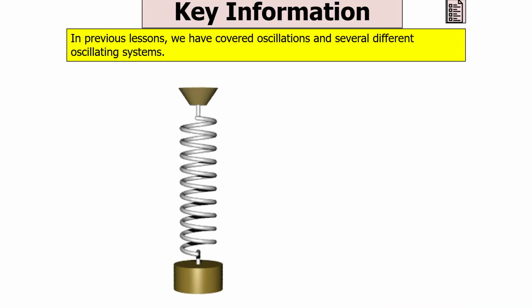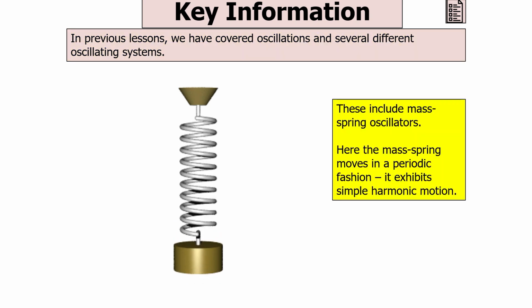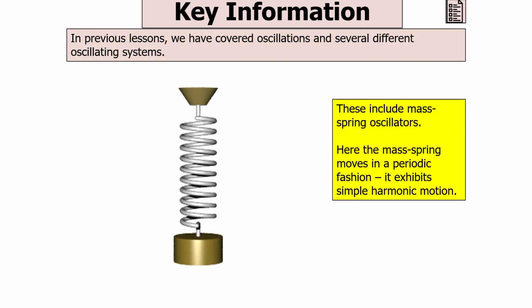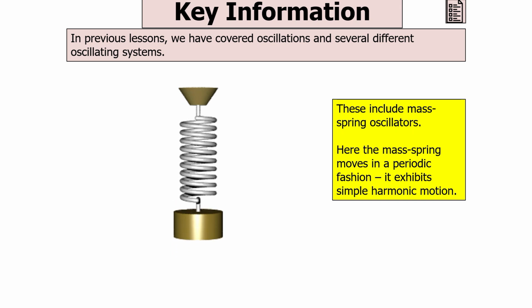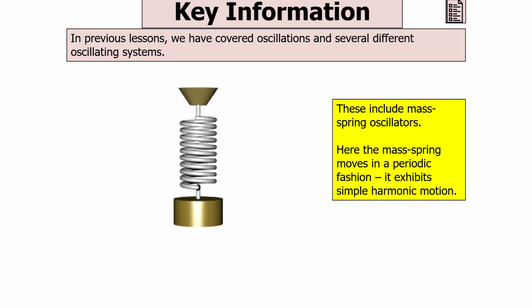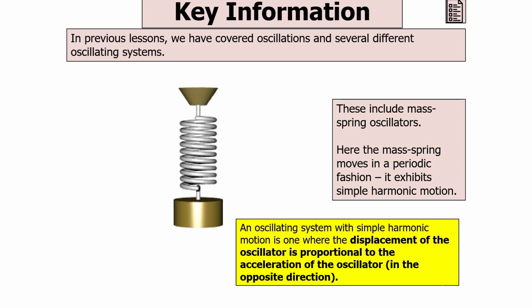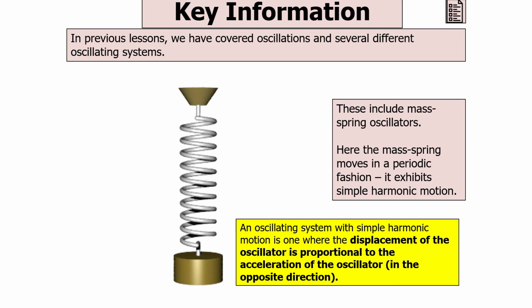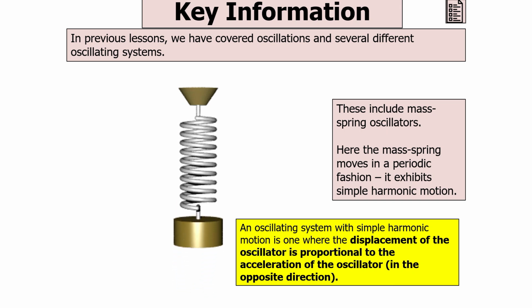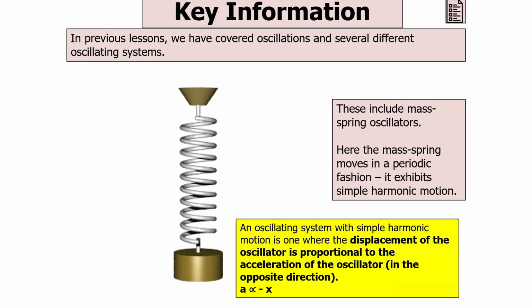Now in previous lessons we've covered oscillations in several different oscillating systems. These include mass spring oscillators. Here you can see the mass spring moves in a periodic fashion. It exhibits simple harmonic motion. An oscillating system with simple harmonic motion is one where the displacement of the oscillator is proportional to the acceleration of the oscillator in the opposite direction, or a is proportional to negative x.